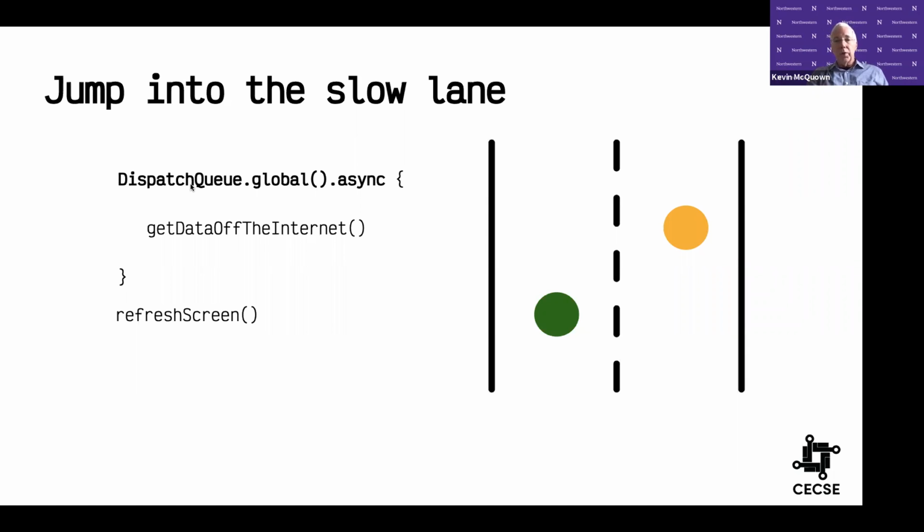You can use something called a dispatch queue that's a global queue, and async just means that you are asynchronously going to go off and do whatever this is here. This function will run on a background thread. It won't be on the main thread.